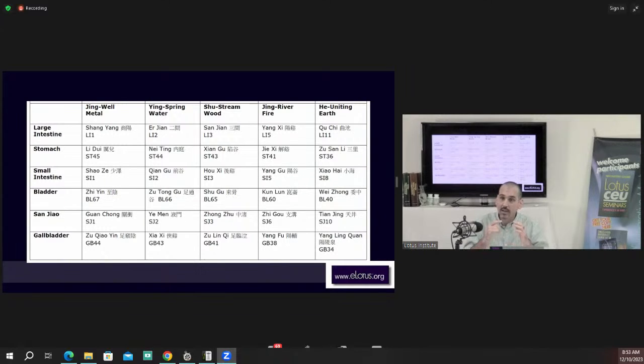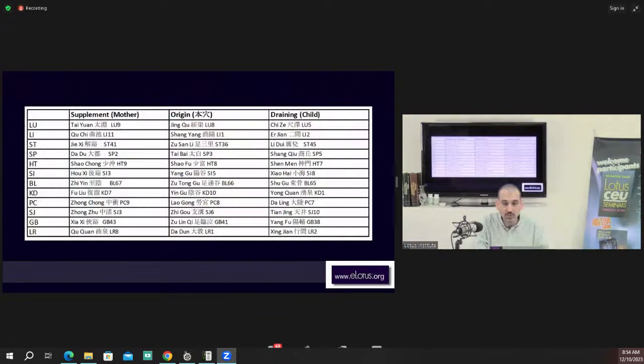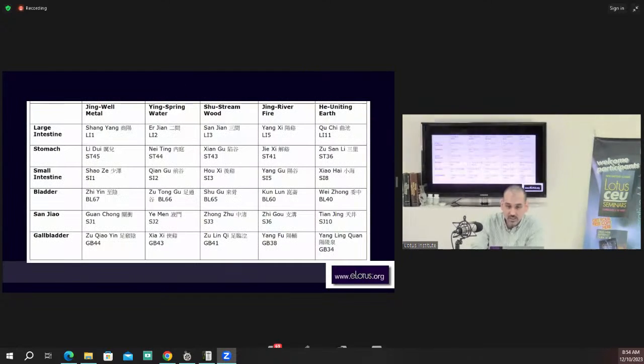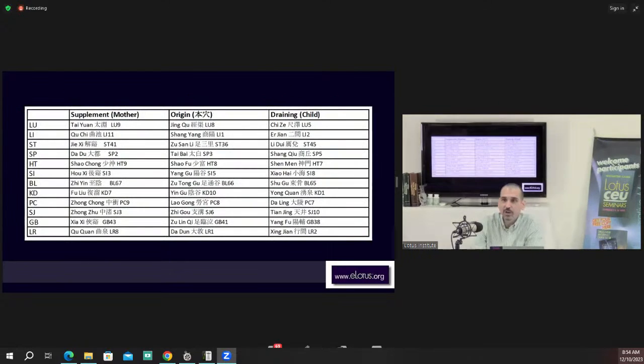If we have an excess of metal, excess of large intestine, for example, let's say we have sinus congestion, headache, common cold, then we can drain large intestine 2 as the child or water point, which, because it's the water point, also will have a heat clearing effect on the body. Get the idea? So this is how we derive the supplementing and draining points for each of the channels. And you can derive it yourself from these charts, but I gave you the punchline right here.